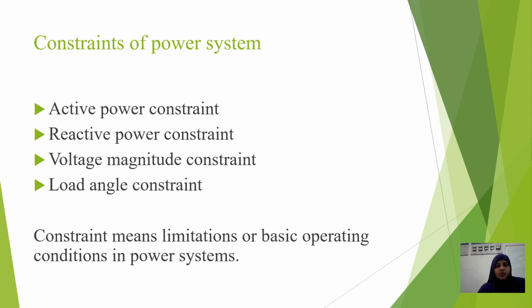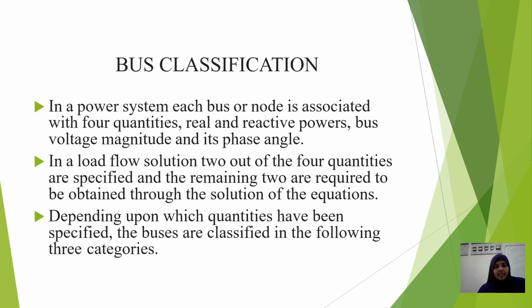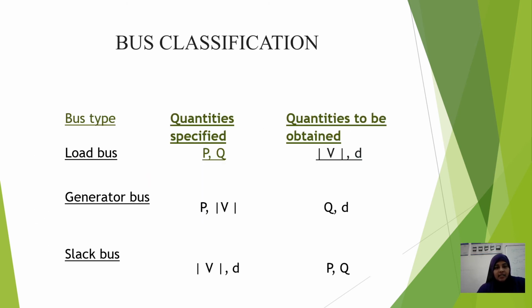There are four variables of a power system: active power, reactive power, voltage magnitude, and load angle. And bus classification we have seen: there are three types of buses, load bus, generator bus, and slack bus. At each bus two quantities are specified and two quantities need to be obtained. For the load bus, the specified quantities are active power and reactive power, and the quantities to be obtained are the magnitude of voltage and the phase angle.